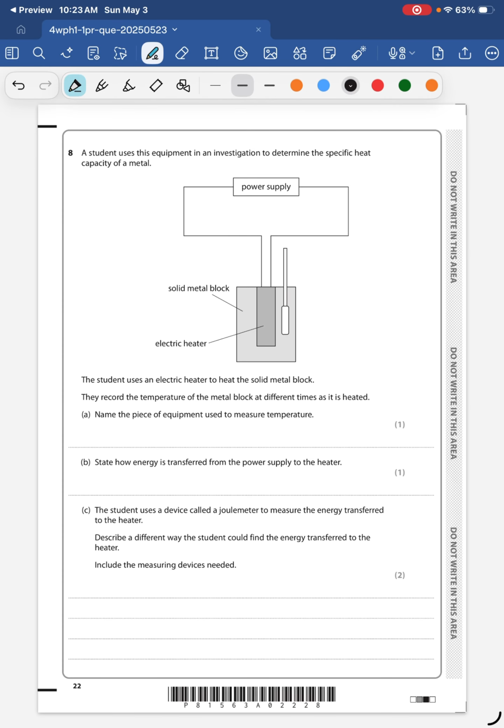Okay, question 8. A student uses this equipment in an investigation to determine the specific heat capacity of a metal. So we have the solid metal block, the electric heater, and the power supply, okay? The student uses an electric heater to heat the solid metal block. They record the temperature of the metal block at different times as it is heated. Name the piece of equipment used to measure temperature. Okay, thermometer, I guess. Okay, part B. State how energy is transferred from the power supply to the heater. Electrically, I guess, okay.